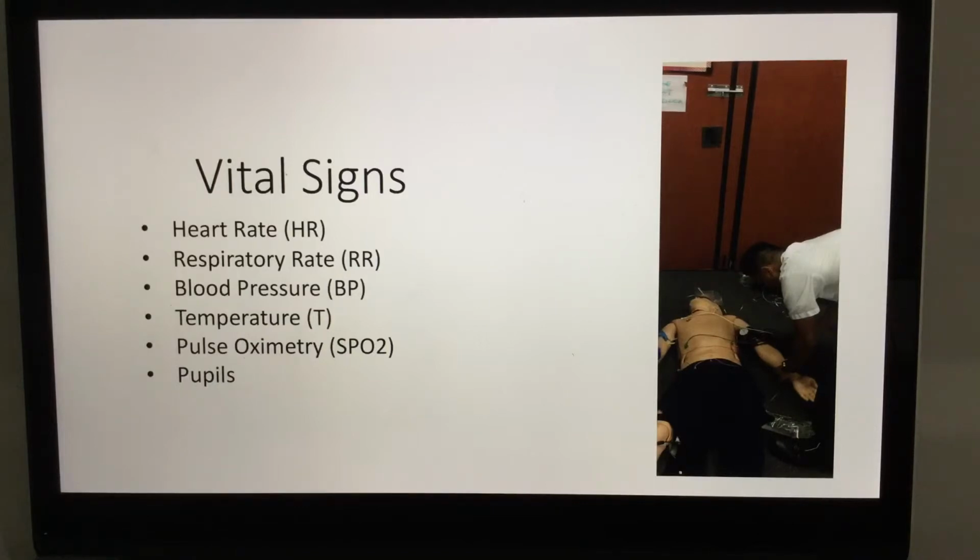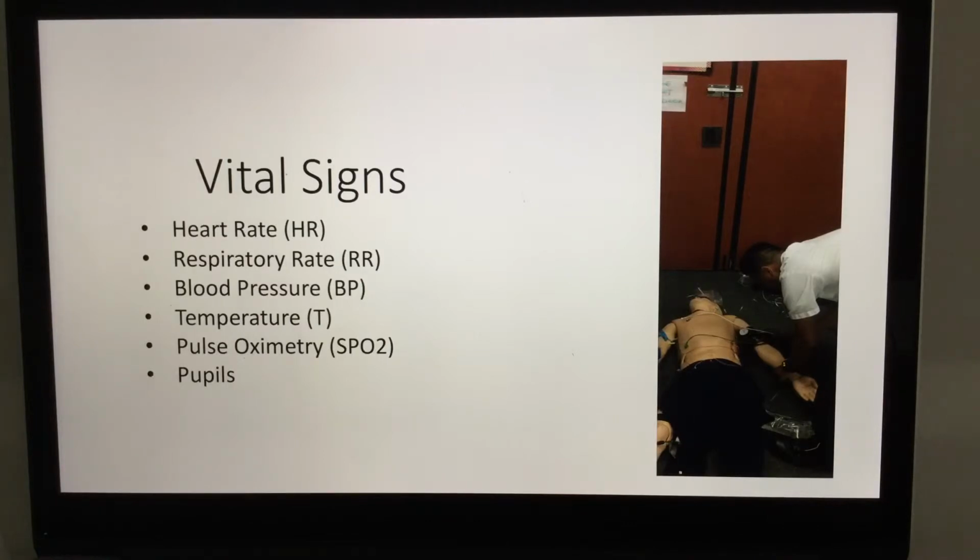Now, we'll have to talk about these breathing patterns later, as there are other breathing patterns that may cause them to be very slow, agonal and apneic, 0 breaths, and agonal being less than 6 breaths per minute, 6 to 8, but very regular. So we want to count those respiratory rates again. And that's about for a minute.